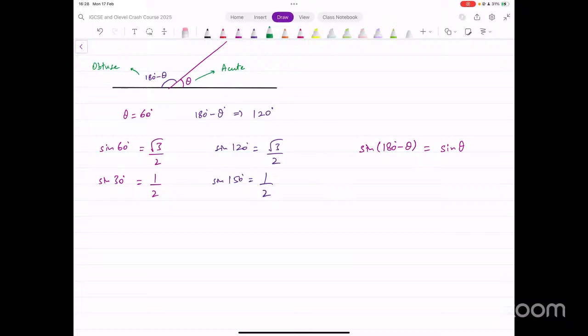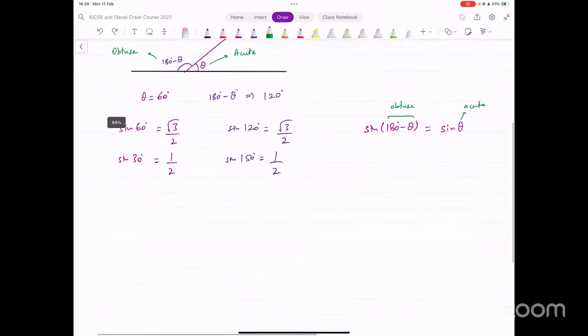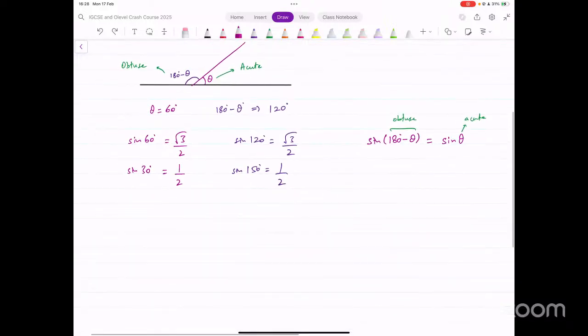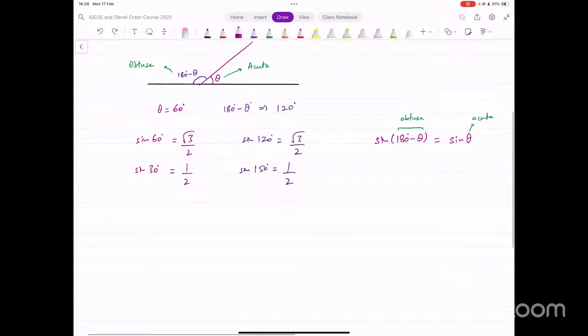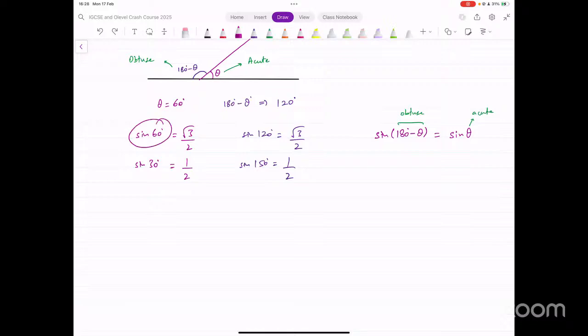In case theta is an acute angle, then this angle would be an obtuse angle. If theta is obtuse, then this would be acute. Either way, these two are both going to be equal to each other. Now you can try the same thing with other ratios as well. You can try it for cos, you can try it for tan, and see what they result in. So in this case, we tried sine of 60, sine of 30, and the corresponding obtuse angles for them, they turned out to be the same, right?